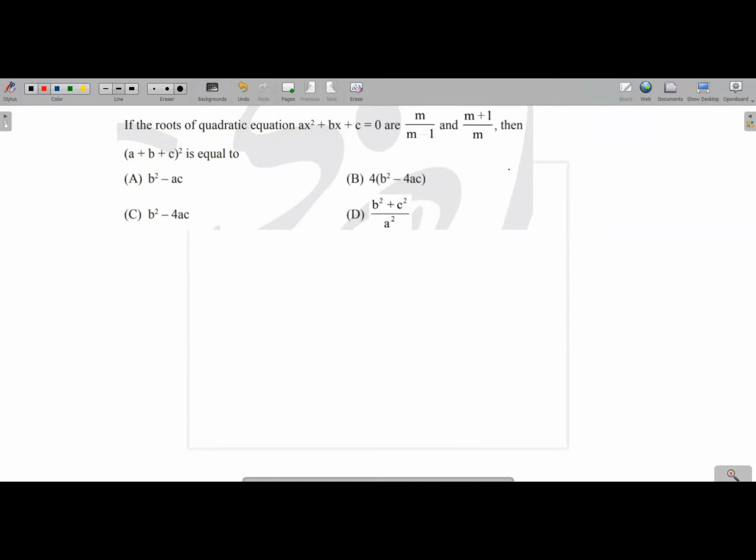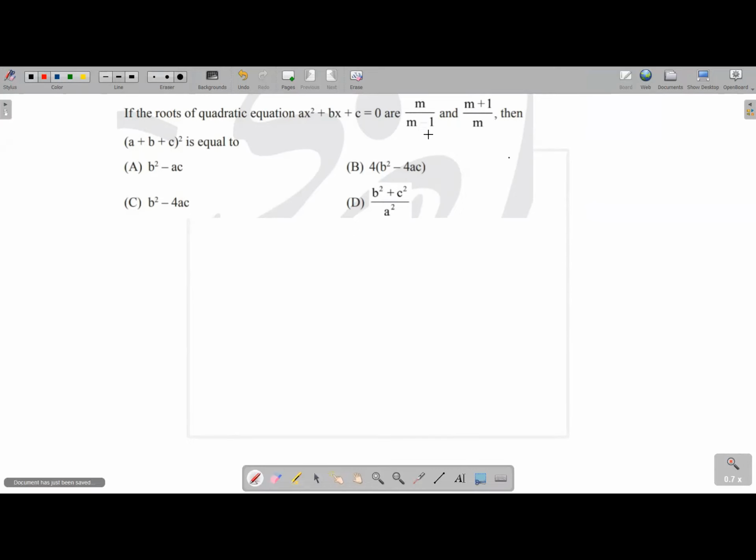Sir. Yeah, tell me, Parth. Sir, the first root is m upon m minus 1. What one? M upon m minus 1. Okay. This is minus.